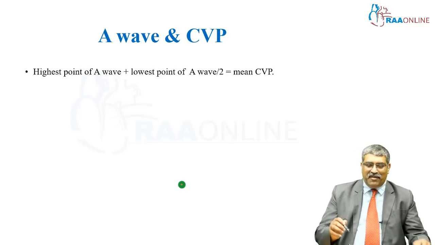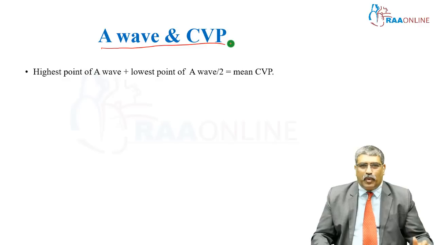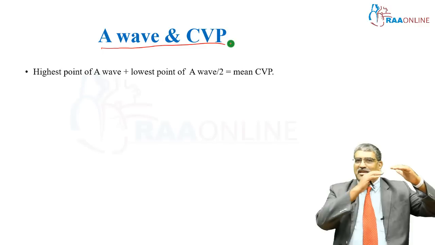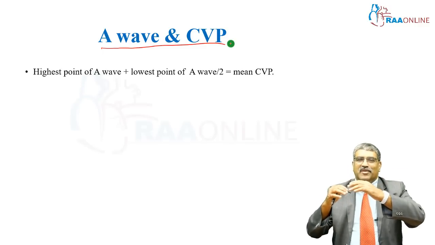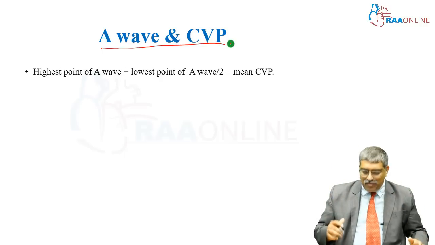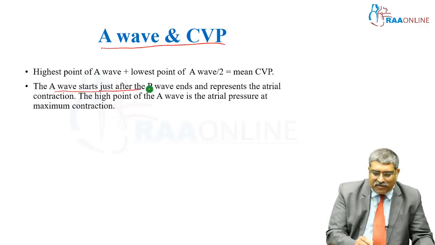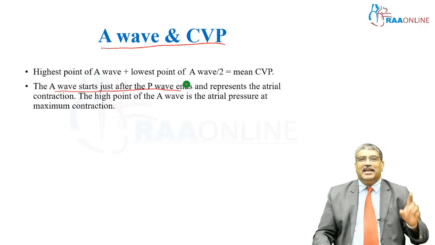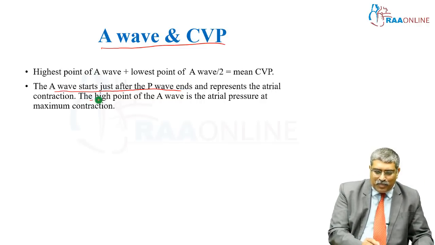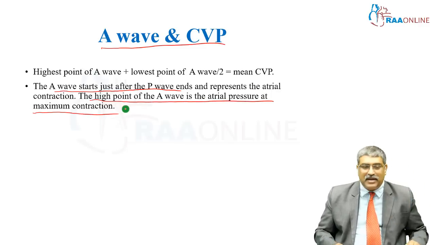Now coming to the A wave and CVP. What you do is, you take the highest point of the A wave and the lowest point of the A wave. You measure the highest value, you measure the lowest value and divide by 2 to get the mean A wave, which is the mean CVP. The A wave starts after the P wave ends and represents the atrial contraction. That is the bottom line. The high point of the A wave is the atrial pressure at maximum contraction.